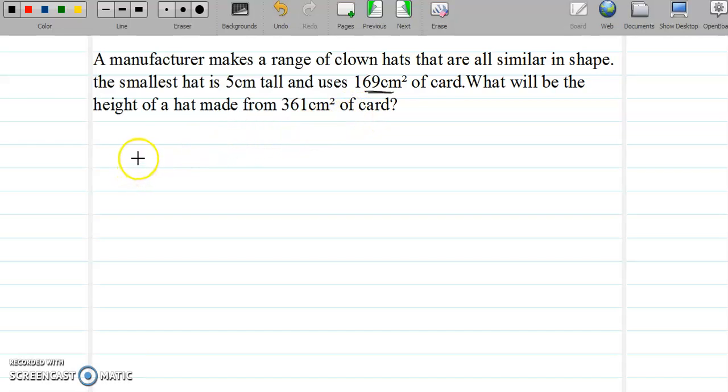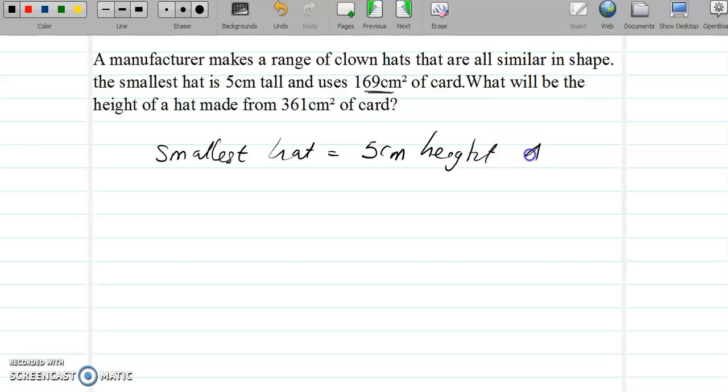Okay, so that means that we are given that the smallest card is 5 cm in height, and the area is 169 cm squared. And the big card, we don't know the height. We are asked to find the height, but the area is this.